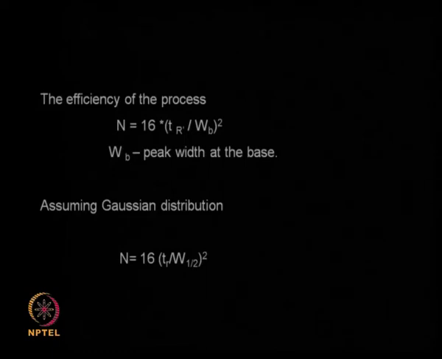Then we also have some equations which tell the efficiency of the process, or the efficiency of your chromatogram. There is a term called the number of theoretical plates, N. N is given by N = 16 (TR'/WB)², where TR' is your corrected retention time and WB is the peak width at the base. If I know the peak width and the corrected retention time, I substitute here and I get the number of theoretical plates.